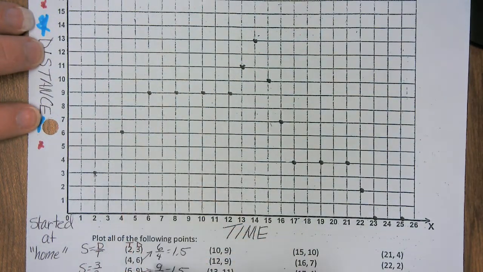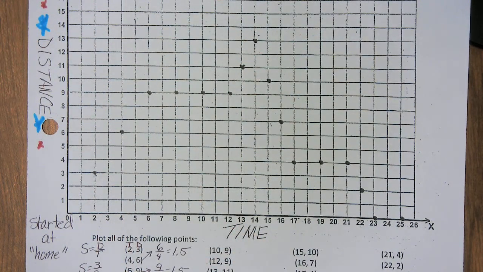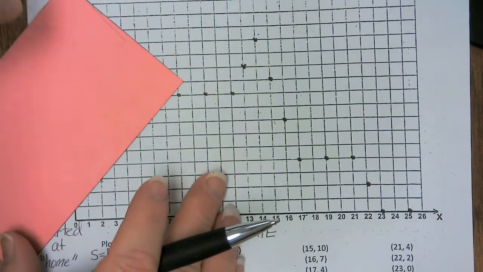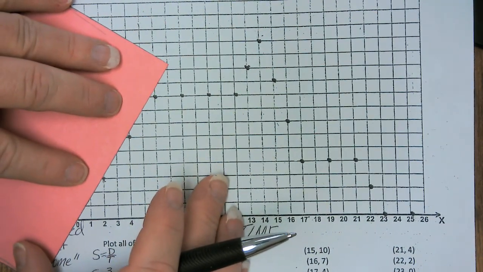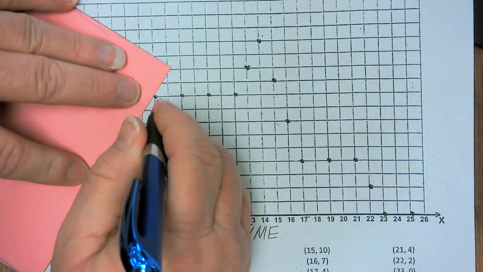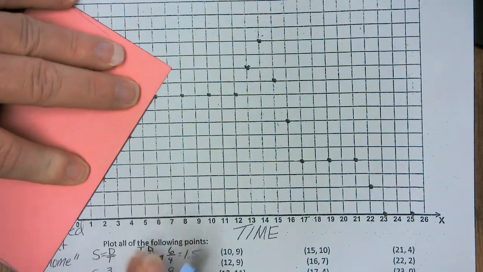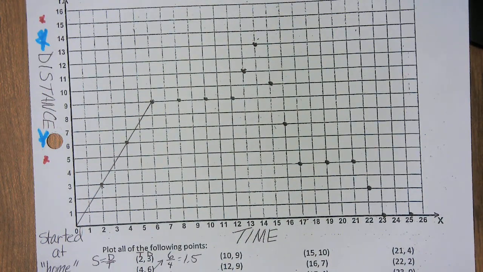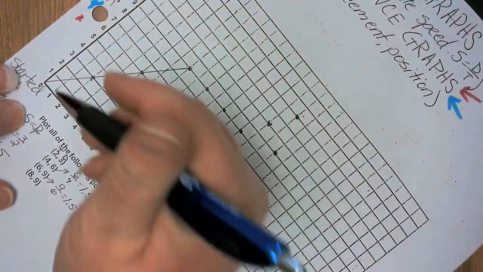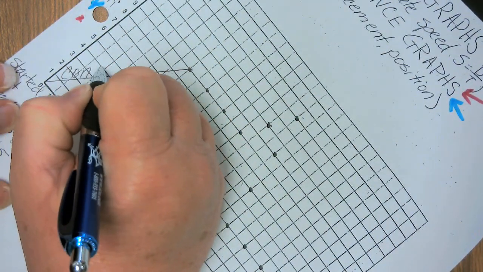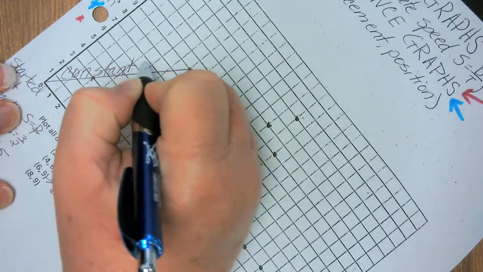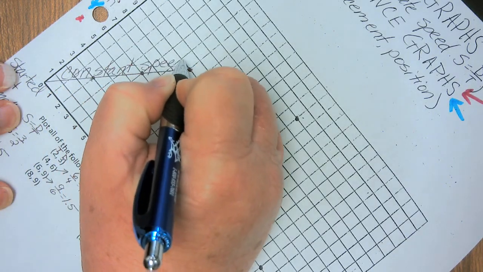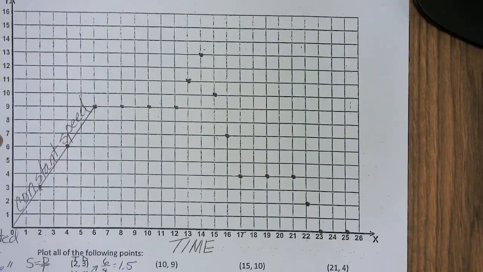My first 3 points, we decided that the speed was 1.5. Well, I'm going to connect these points real quick. And I've got a nice straight line here. This is a constant speed. It happens to be a speed of 1.5, but we're not going to list that. You just need to know that it is a constant speed.